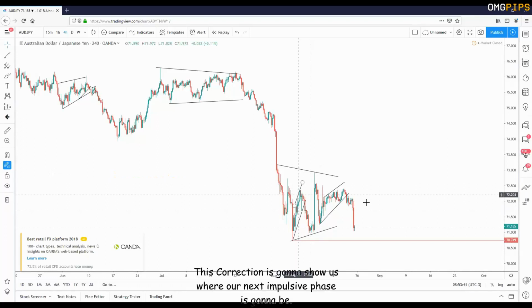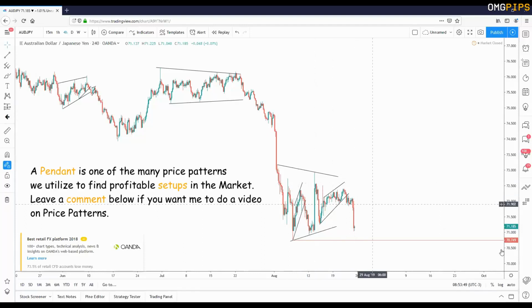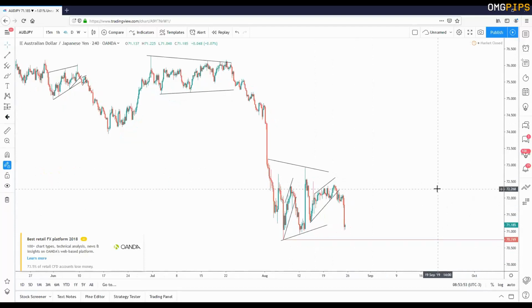So this correction is going to show us where our next impulsive phase is going to be. In this case, we're able to spot this beautiful pennant. This pennant allowed us to see that we can expect our next move to be to the downside. So now we have to drop down to a smaller time frame just so we're able to catch the trade that I am speaking about.